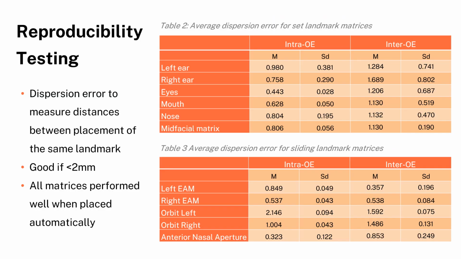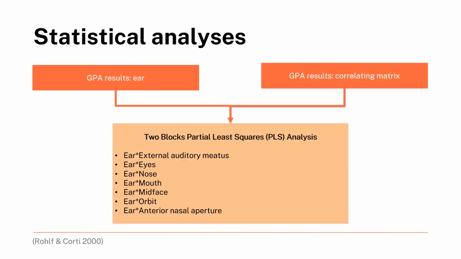The reproducibility of the 8 landmark matrices automatically placed in the study was assessed using dispersion error. Dispersion measures the average distance between a landmark's mean placement and all subsequent landmark placements. Landmarks are considered suitably repeatable if dispersion errors are under 2 mm. All results in the study were acceptable except for the left orbit, which displayed unusually high dispersion in the intra-observer error test when compared to the other matrices. Overall, the orbits were the least repeatable when placed automatically.